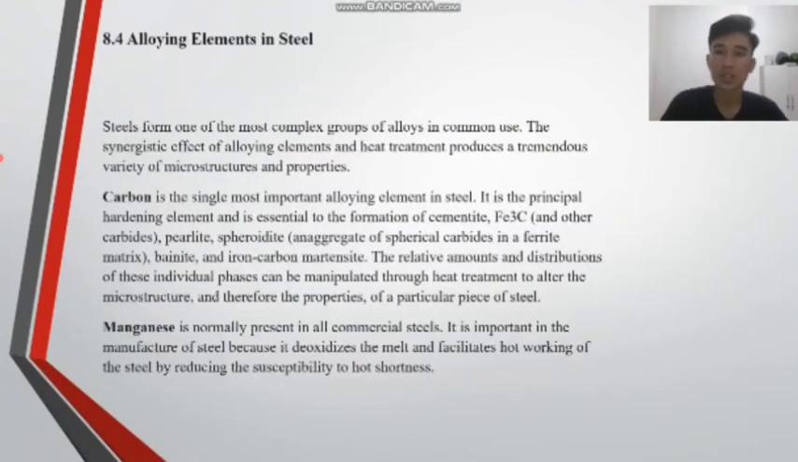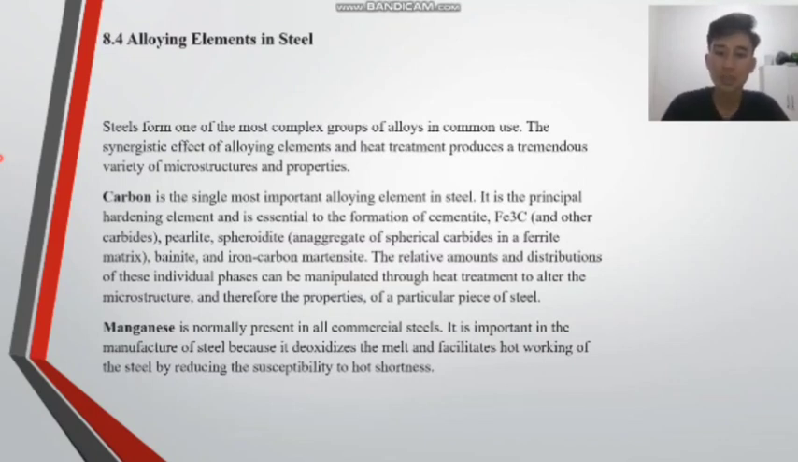Next, 8.4 Alloying elements in steel. Steel forms one of the most complex groups of alloys in common use. The synergistic effect of alloying elements and heat treatment produces a tremendous variety of microstructures and properties.